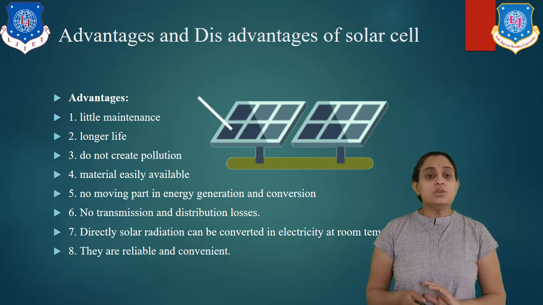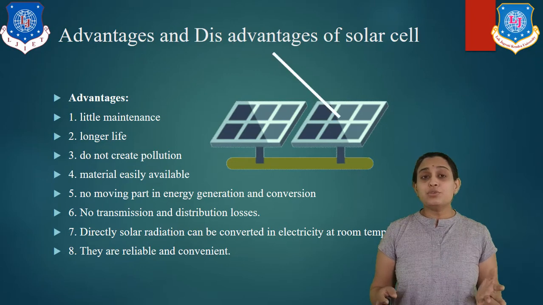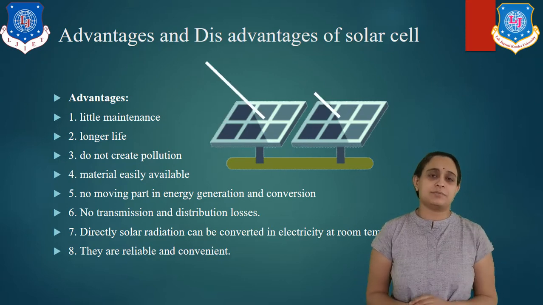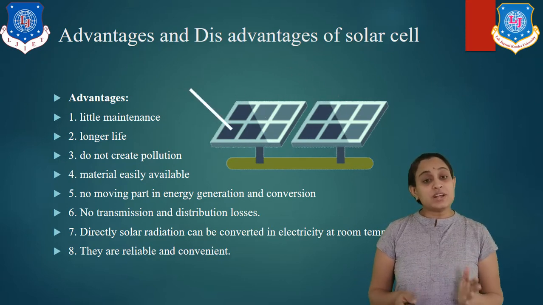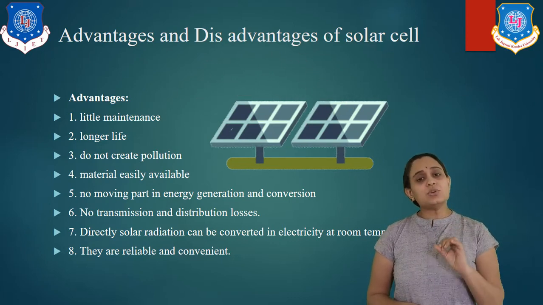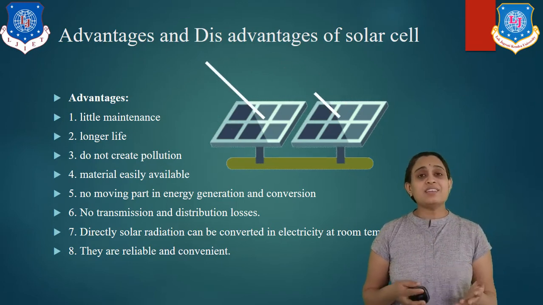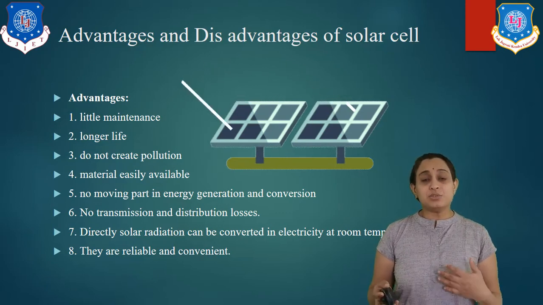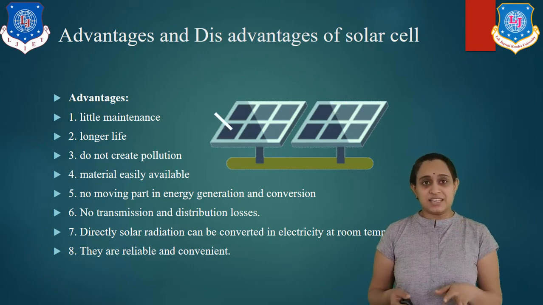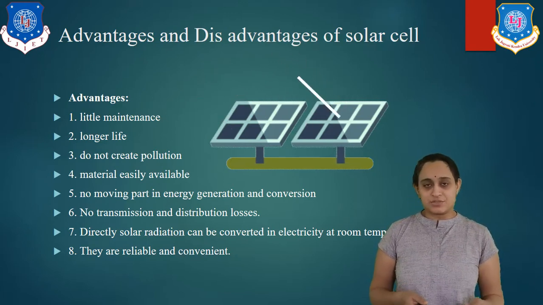Number 5, no moving part in any energy generation and conversion. So we do not need to put heavy equipment there. There is not any kind of moving object. Number 6, no transmission and distribution cost. Number 7, solar radiation can be directly converted into electricity at room temperature. If we consider any power plant, we need to raise the temperature and we get the steam. But in this case, solar cell can directly convert the radiation into electricity.